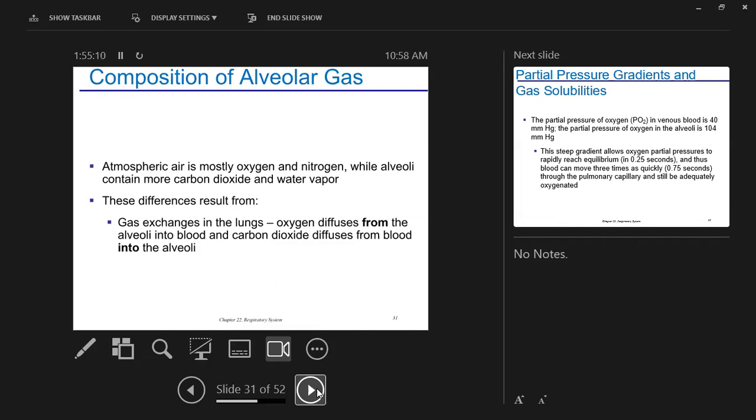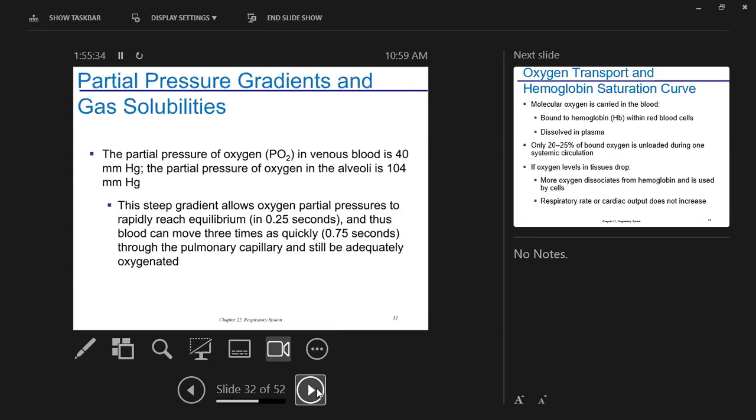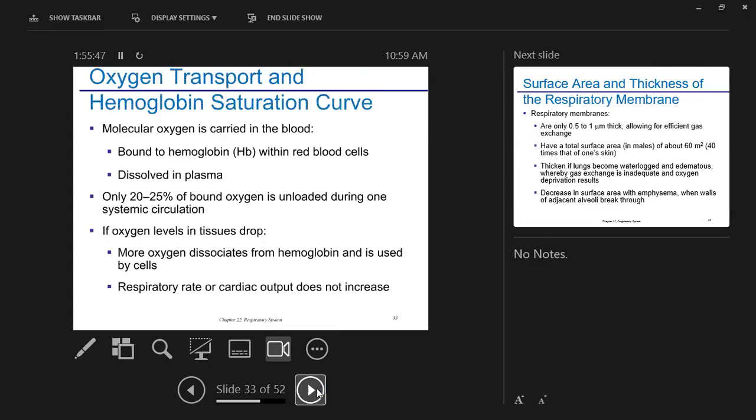Okay, and I think I said this already. Atmospheric air is oxygen and nitrogen with trace amounts of CO2, but because of the mixing that's taking place in the lungs, the alveolar air is giving up oxygen and gaining CO2, and so those numbers are fluctuating. Notice that the nitrogen never changes, though. I already said this about venous blood versus alveolar blood. So let's move on.